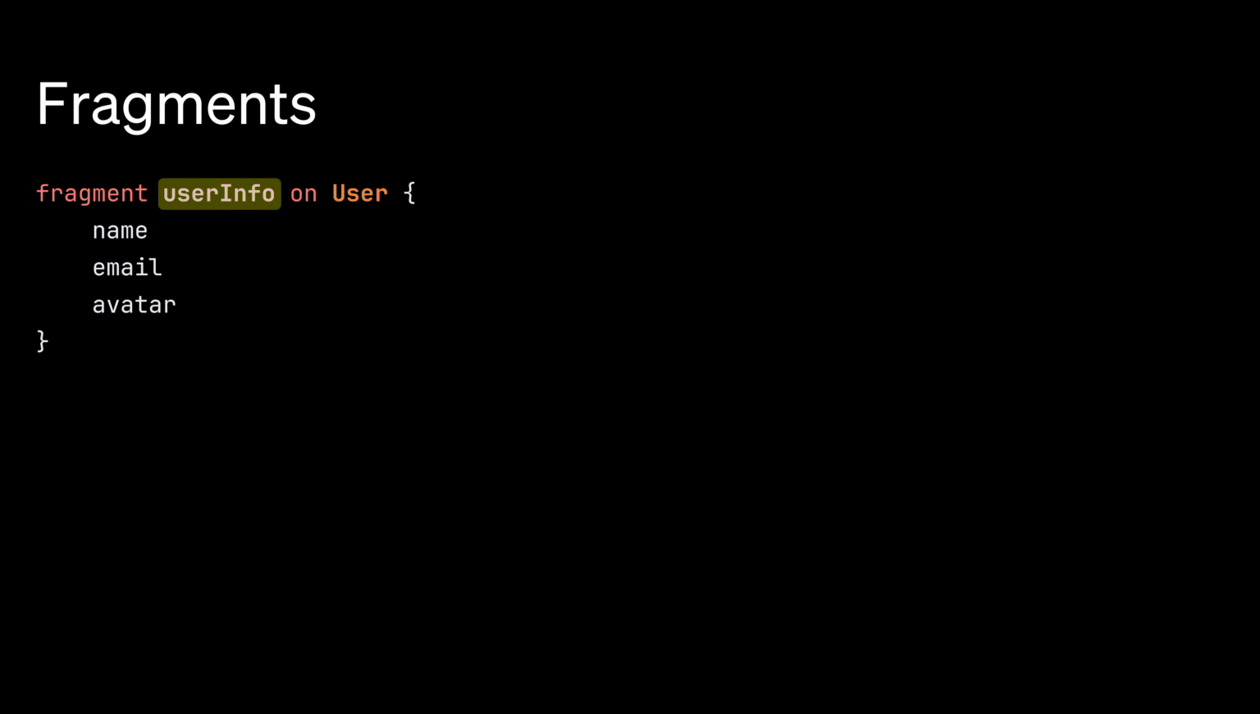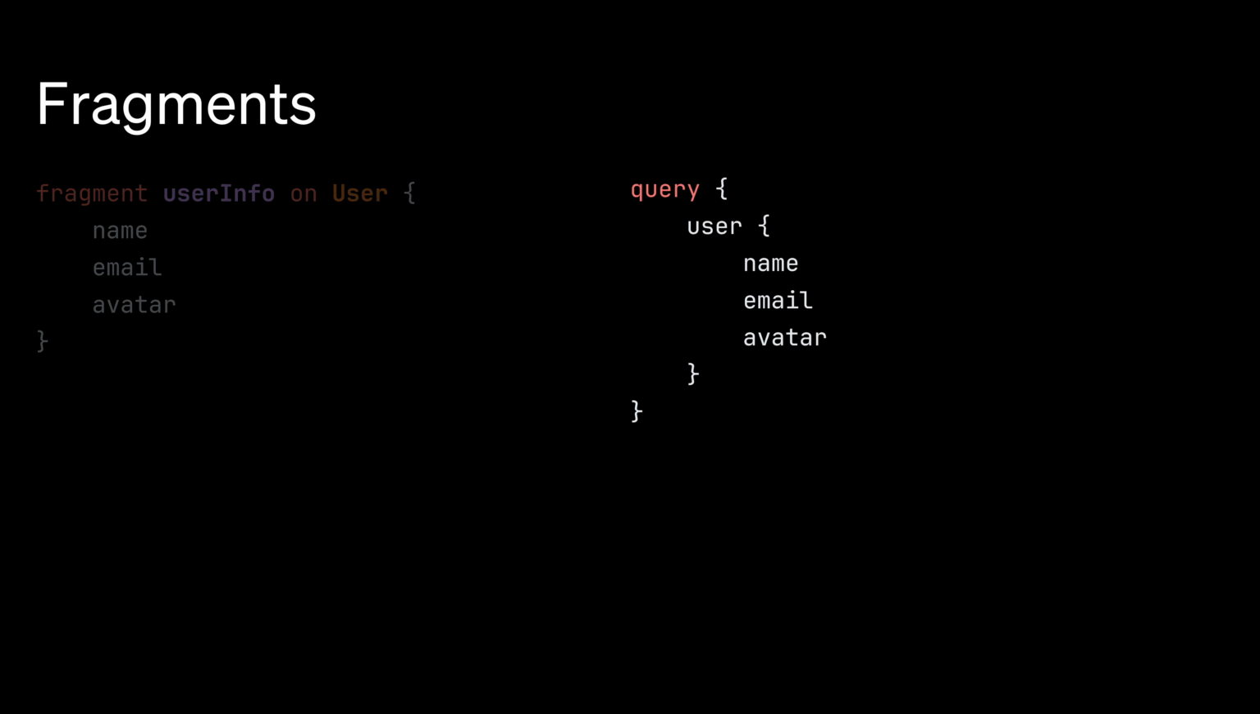So this fragment is called userInfo, and it applies to the user type. If you have a query that returns a user, well, then you can use your fragment like this. Sorry, I went back accidentally. Then you use it like this. You would spread it with the 3 dots here, and this is just the equivalent of typing out the fields manually.